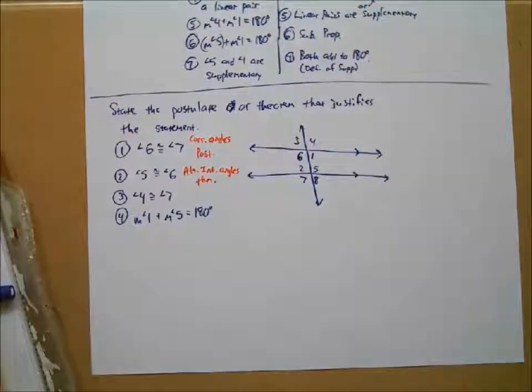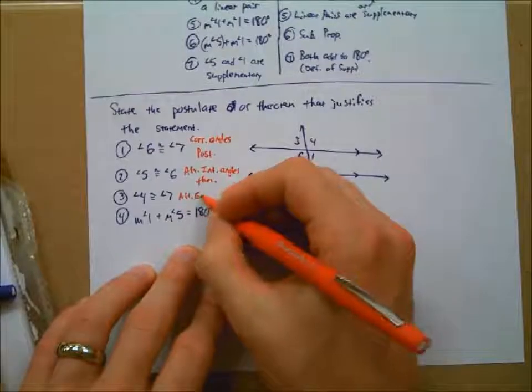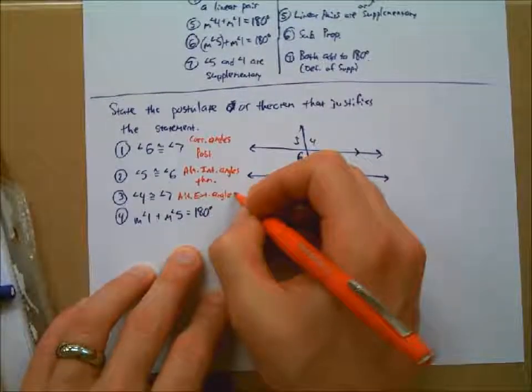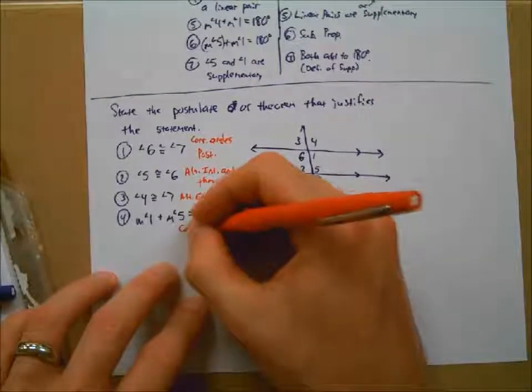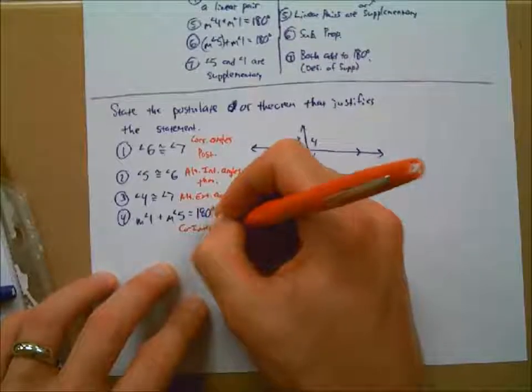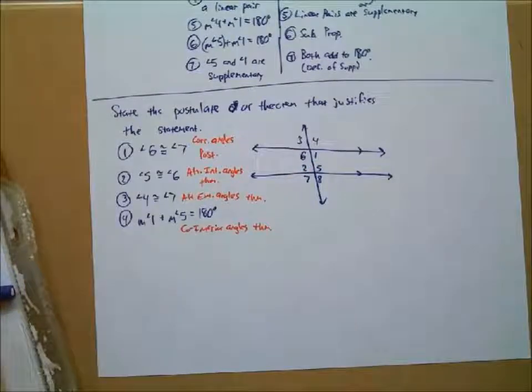All right, how about Jake again? Jake, angle 4 and angle 7. How can we say that they are congruent? Alternate exterior. Yes, sir. Alternate exterior angles theorem. Okay, great. And then last but not least here, let's go to Olivia. Olivia, how can we say that measure of angle 1 plus measure of angle 5 is 180? Co-interior angles theorem. Okay, so these provide justification for us to make these statements.